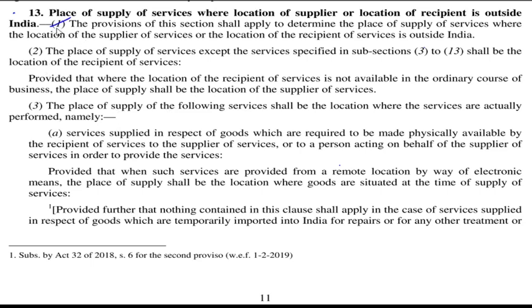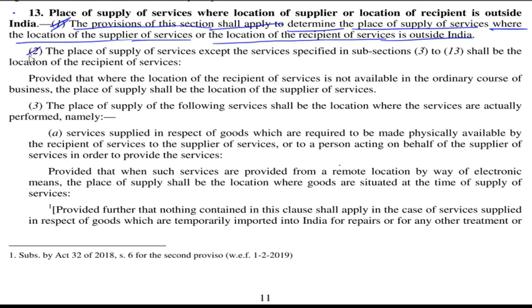First, subsection 1. The provisions of this section shall apply to determine the place of supply of service where the location of supplier of service or the location of recipient of service is outside India. So this is clear.